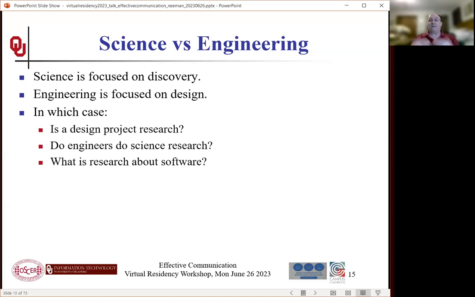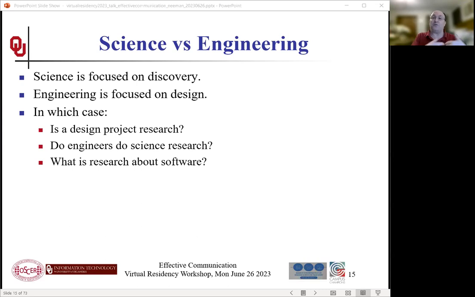Which raises a question. If you have a design project, is that research? So years ago, I was co-advisor for a master's student in computer engineering. And this master's student was doing some very useful research on some software. And their approach was they were creating more software.